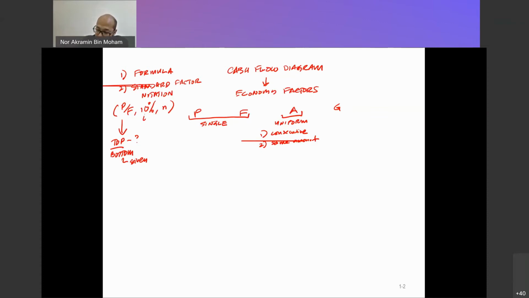And we discussed this A factor with P and also with F, either P given A or A given P, F given A or A given F. When they derived the formula for the P factor and F factor, there were assumptions made, which is that P must be one period ahead of the first A.